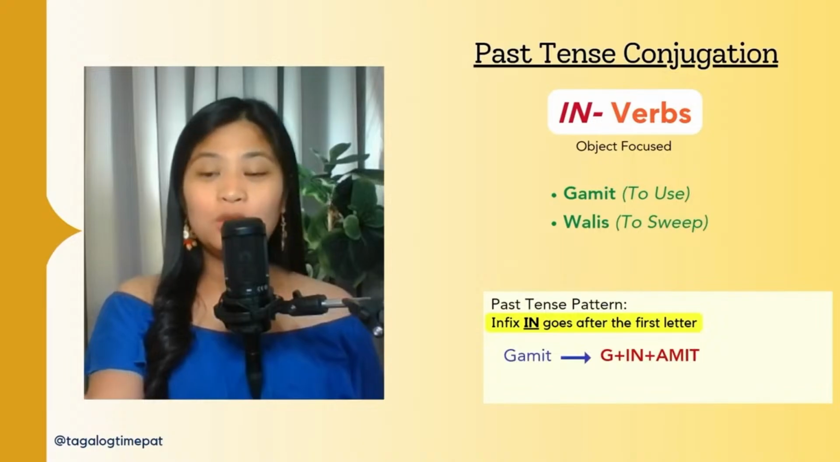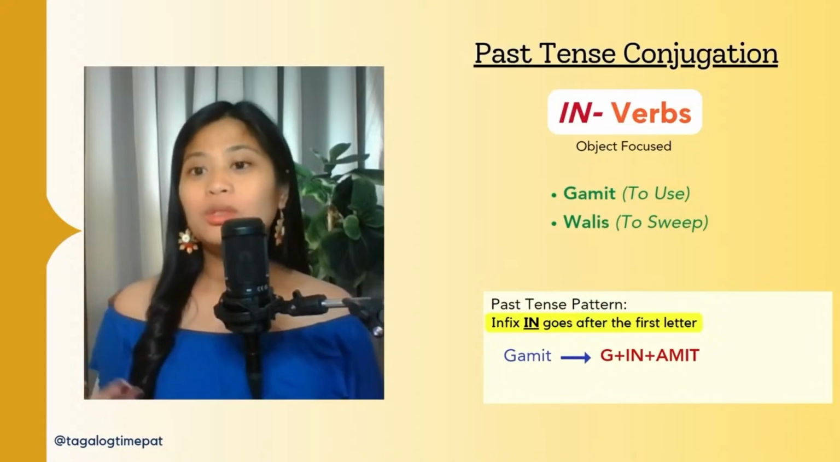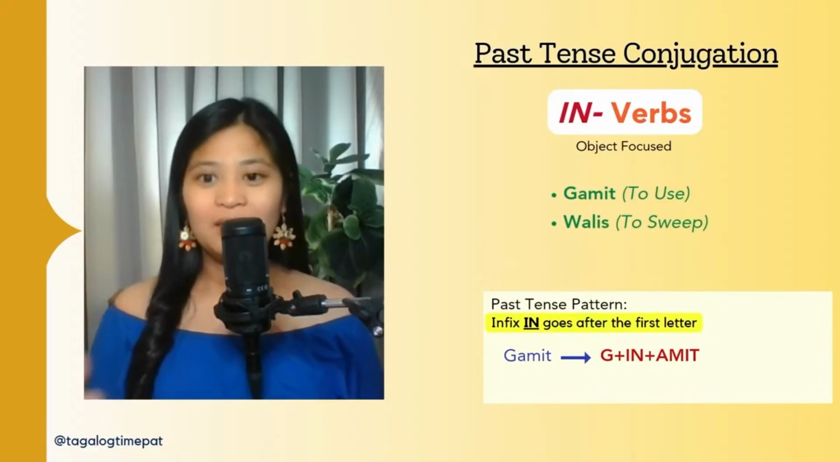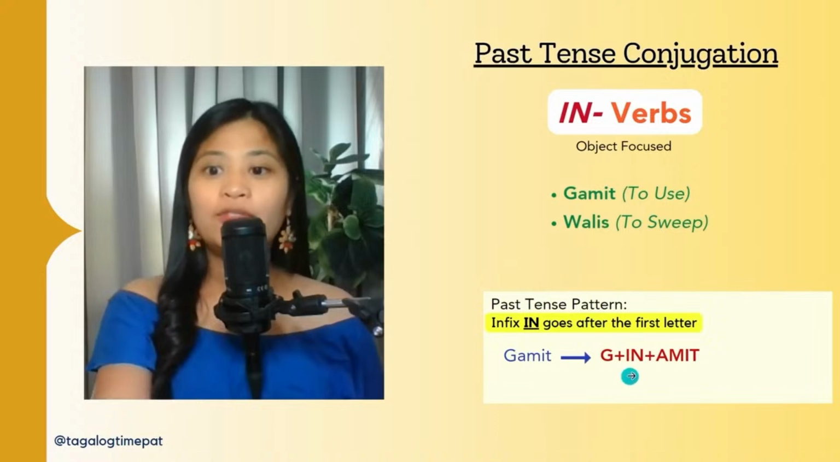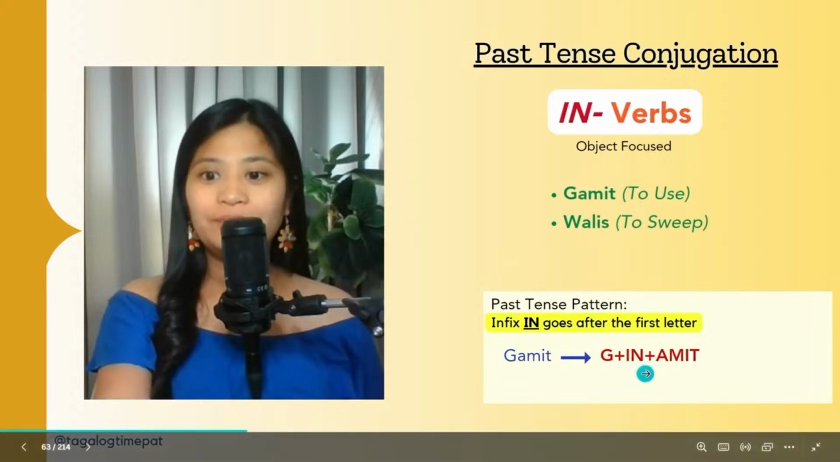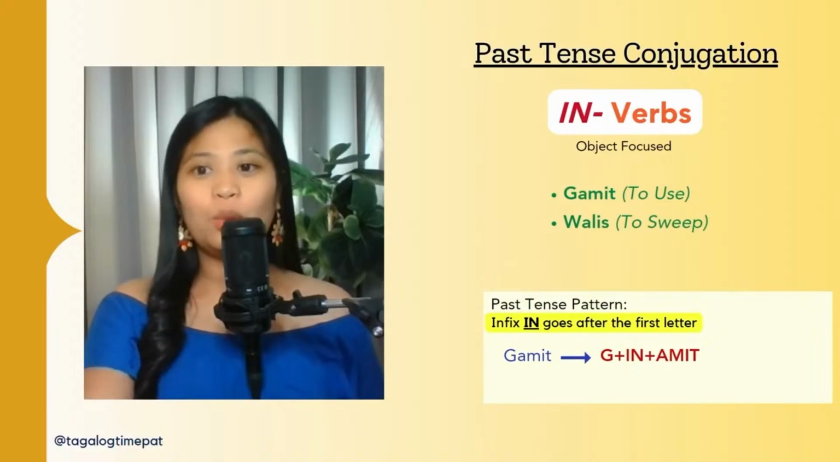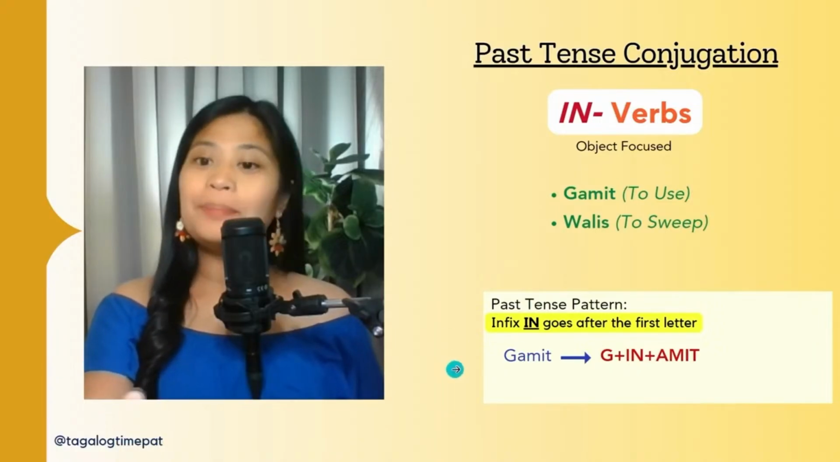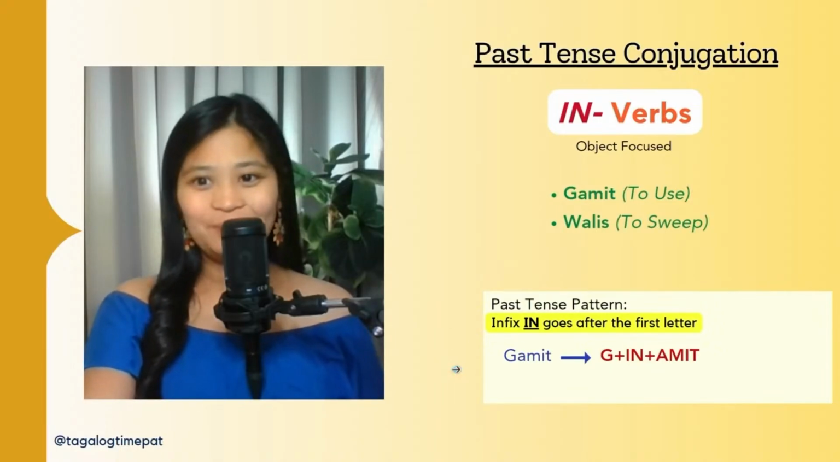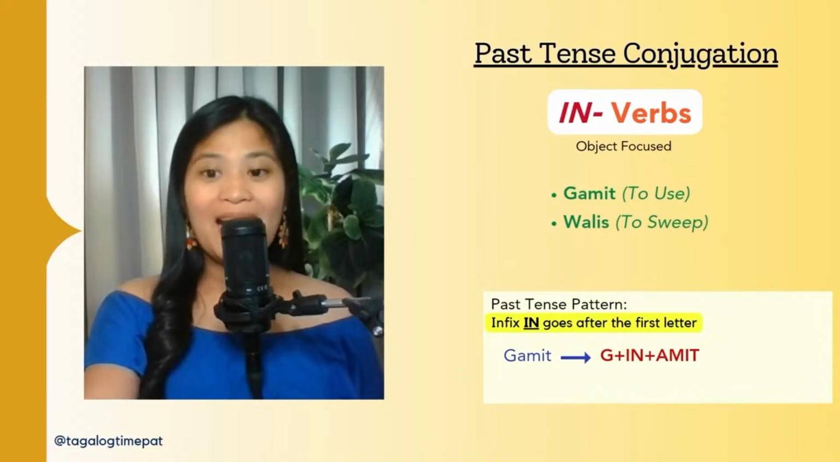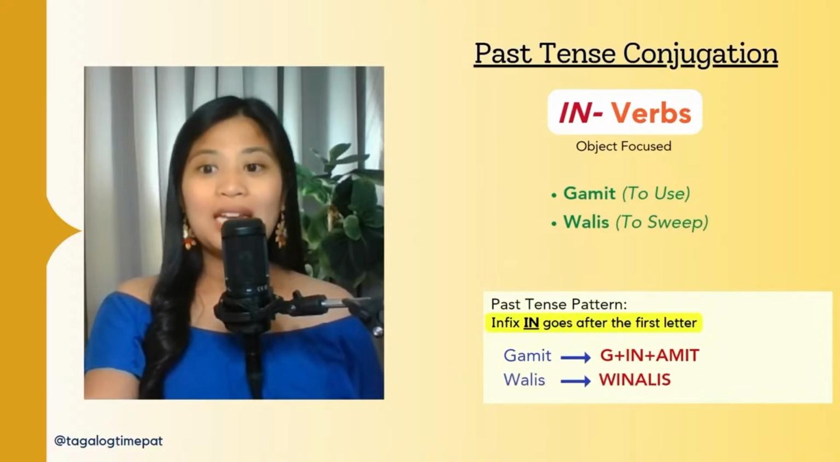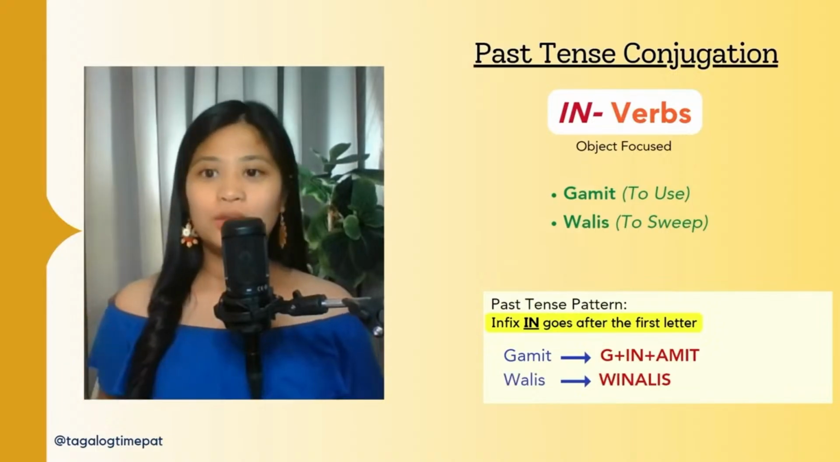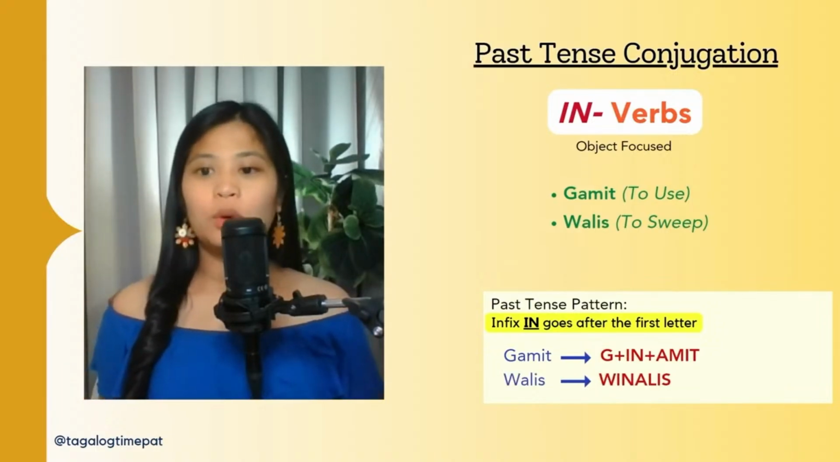So gamit, to use, in the past tense is ginamit. Ginamit ko, I used something. So you can see it just goes after the first letter. You jot it down. What do you think walis, to sweep, will be in the past tense? Walis in the past tense will be winalis. Winalis ko yung sahig. I swept the floor.